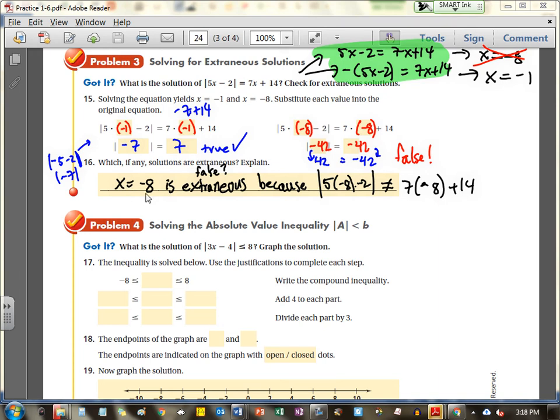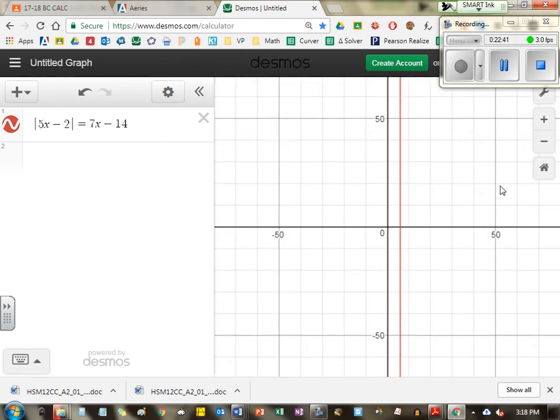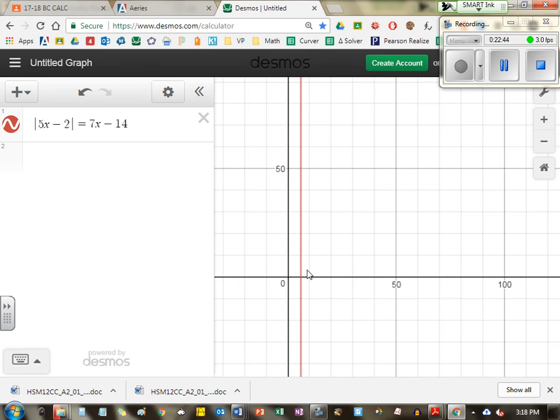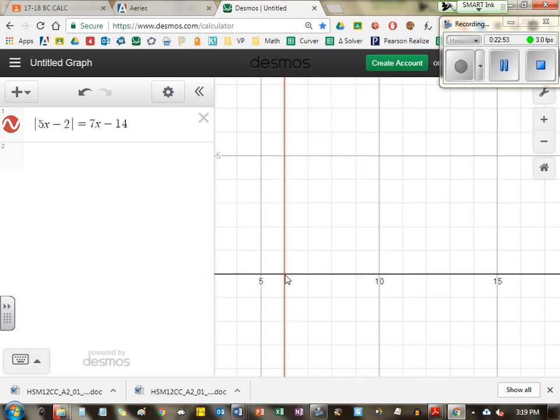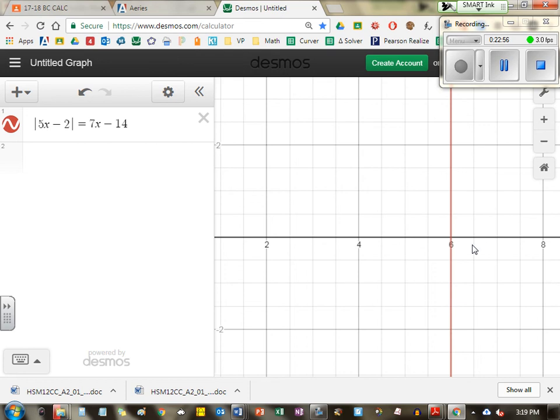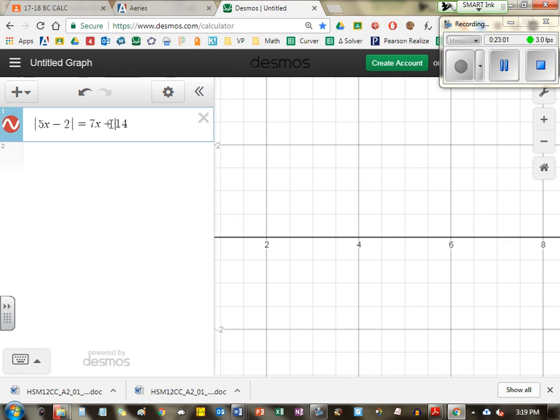I'm going to show you something real quick. It's a computer thing, so bear with me. If you go to Desmos and you type absolute value of 5x minus 2 is equal to 7x minus 14, you'll see something very interesting, especially if you zoom way out. You'll see that this only touches the x-axis once. See that right there? I can't seem to click on it today. I don't know why. Also, it's the wrong x. Did I type it wrong? Oh, I know why. This is a plus 14. I typed the problem wrong. But bear with me.